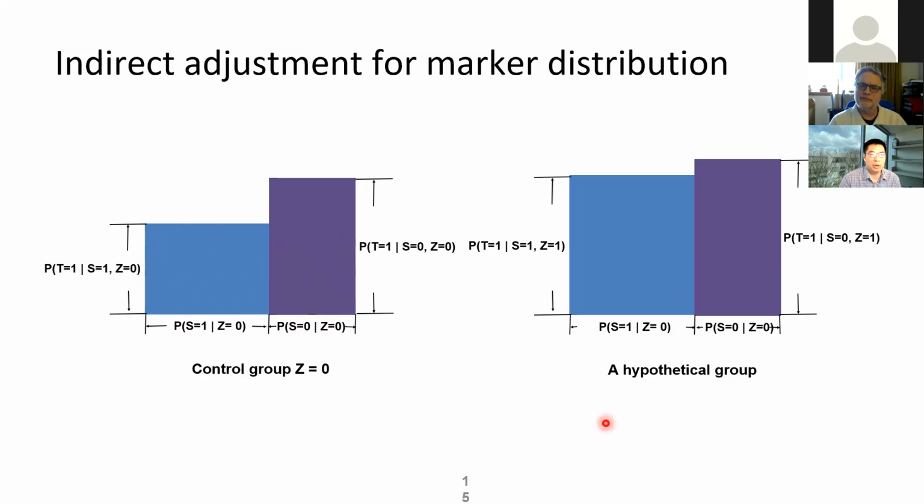But a hypothetical or expected group has the same kind of stratification of the markers, but instead of using the actual marker we are going to see in that control arm, we apply the conditional distributions of clinical endpoints given the marker from the intervention arm to the structure of markers in the control arm. So this is a kind of indirect adjustment for marker distributions.